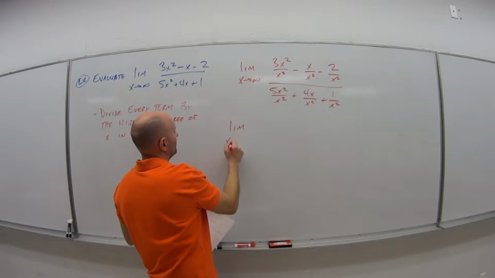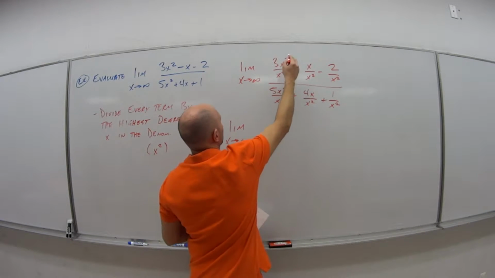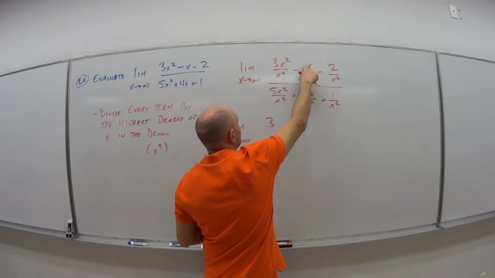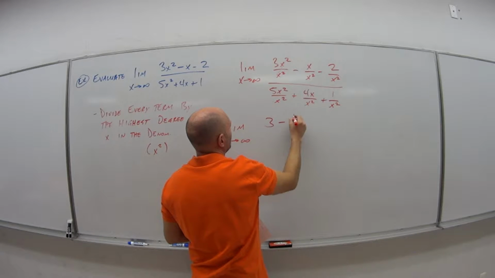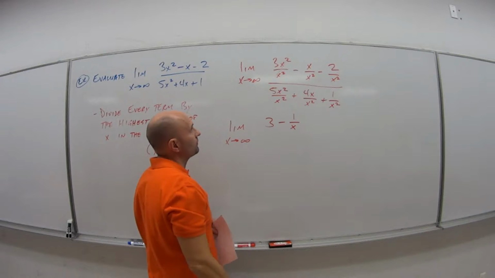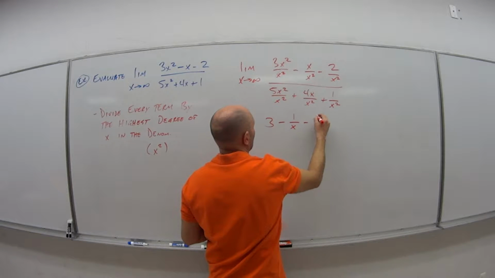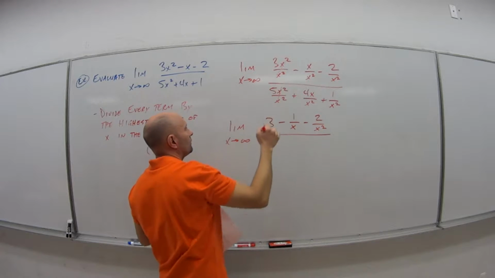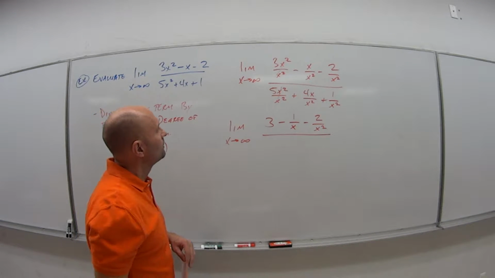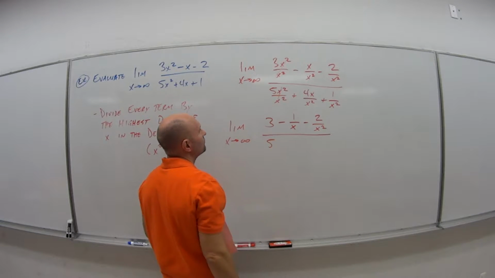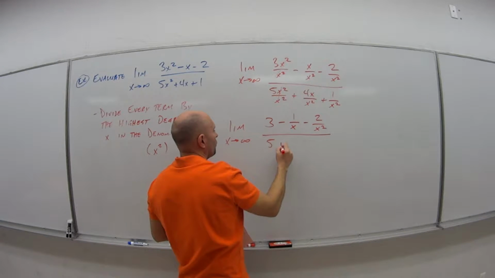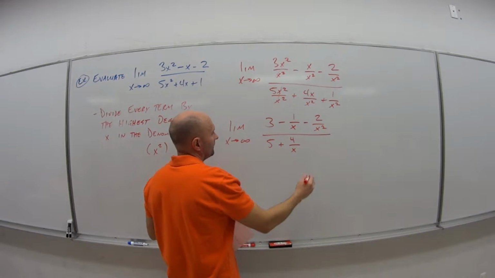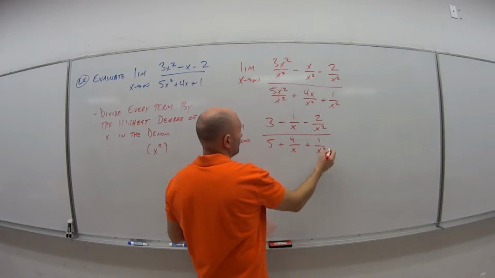So I have the limit as x goes to infinity. In this first one, the x squareds cancel out, so I get 3. Here, one of the x's in the numerator cancels with one in the denominator, so I get minus 1 over x. And then this one stays minus 2 over x squared. In the denominator, again, the x squareds cancel from the first term, so I'm left with 5. I have the 4 in the numerator, and one of the x's cancels with one of the x's in the denominator, so plus 4 over x and plus 1 over x squared.